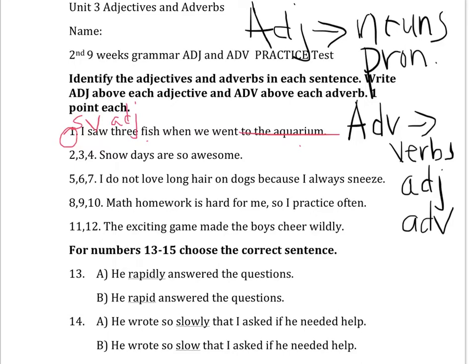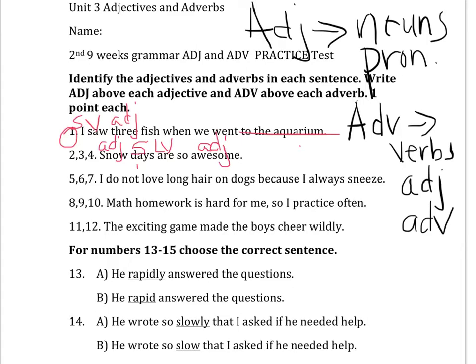For numbers 2, 3, 4, it's a dead giveaway that there are 3 adjectives or adverbs to identify. My subject is days, and my linking verb is are. I have a noun here, days. What kind of days? Snow days. So there's one adjective. Also, what kind of days? Awesome days. You could ask yourself, awesome what?